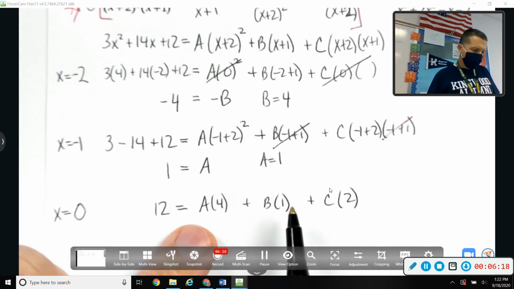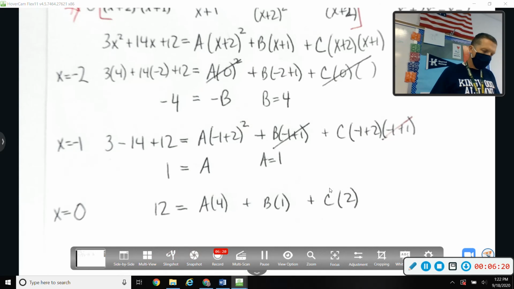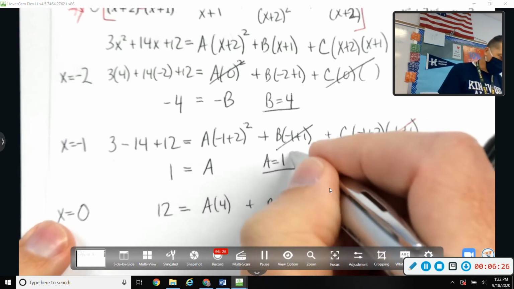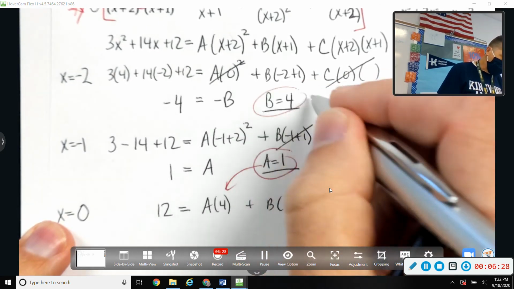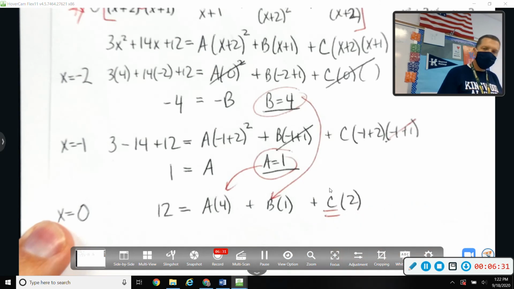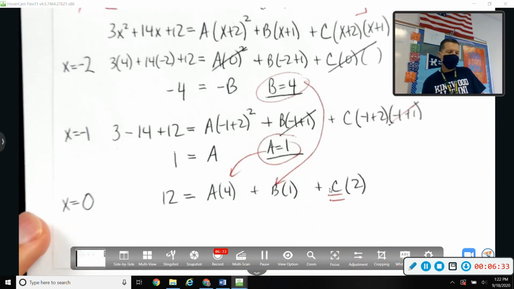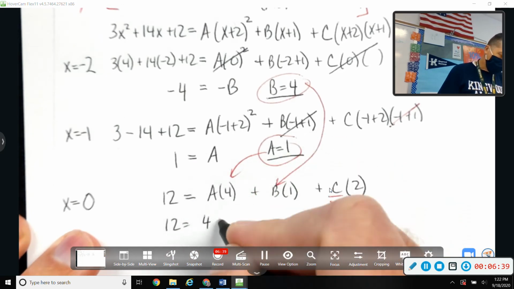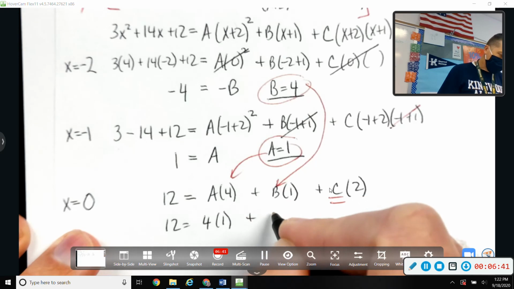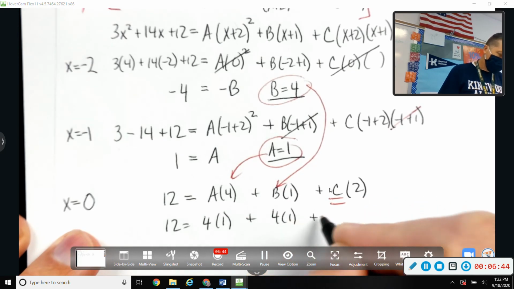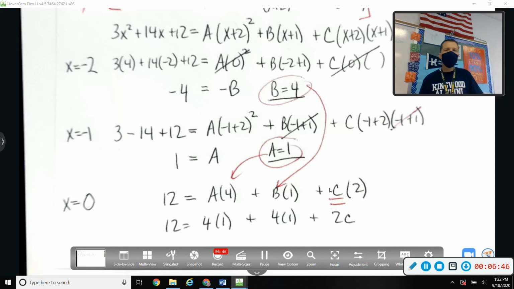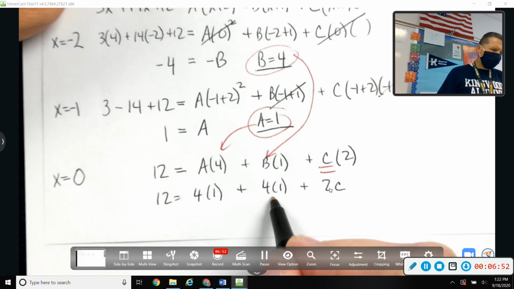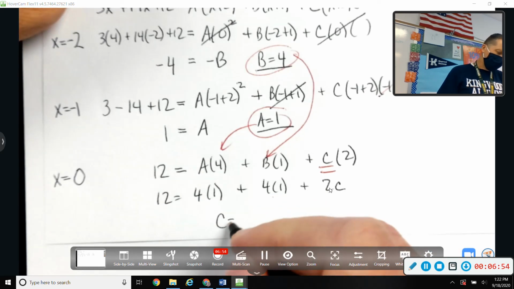2 squared, 1, and then 2 times 1. I don't know what C is, but I do know what A and B are, so I can plug in what I already know to find C. 12 equals 4 times 1 plus 4 times 1 plus 2C. 12 minus 8 is 4, divided by 2 is 2. So C equals 2.